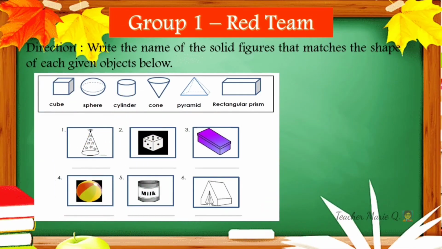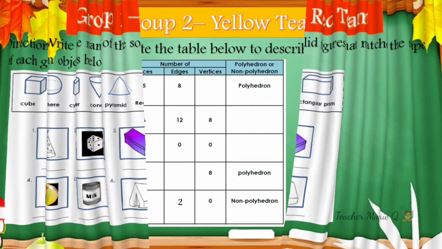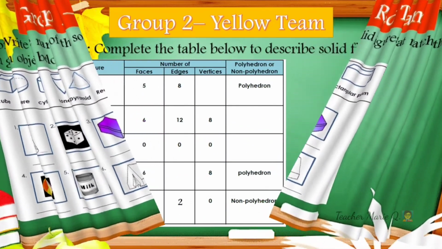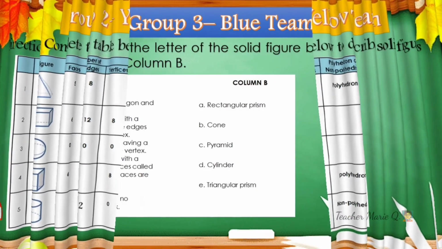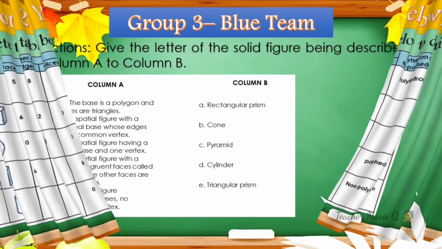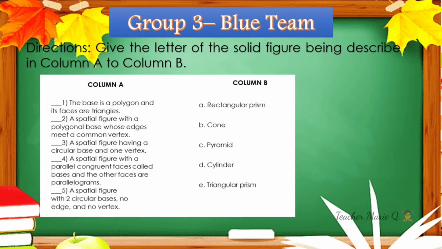For the group 1, red team. Direction. Write the name of the solid figures that matches the shape of each given objects below. For the group 2, yellow team. Direction. Complete the table below to describe solid figures. For the group 3, blue team. Direction. Give the letter of the solid figure being described in column A to column B.